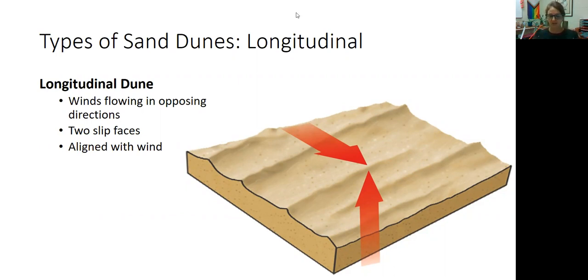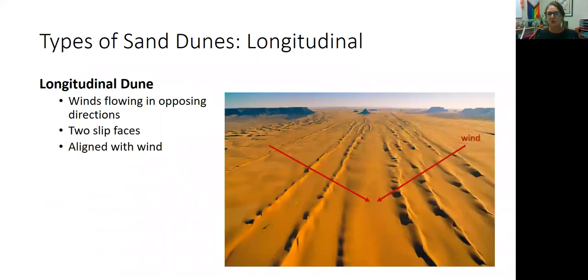These are aligned with the wind and they have two slip faces. Two slip faces meaning that both sides of the dune are equally steep. They're both the cascading sides of that dune.